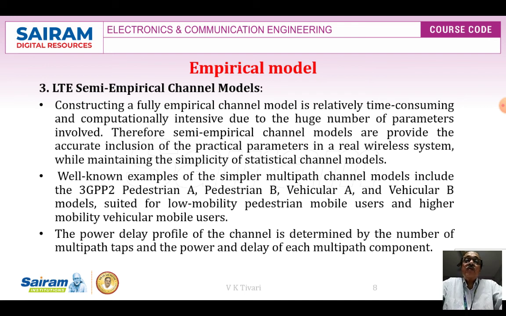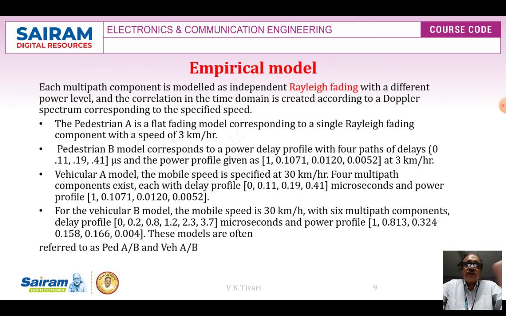The mobile subscriber may be moving as a pedestrian, so we have two models here, pedestrian A and B, and for vehicular, vehicular A and vehicular B. The pedestrian models are for a low-mobility user who is not moving that fast, walking, on a cycle, or in a car. So we use the pedestrian models for low-mobility users, or the vehicular models for high mobility. The power delay profile determines the number of multipath taps and the power and delay of each multipath component.